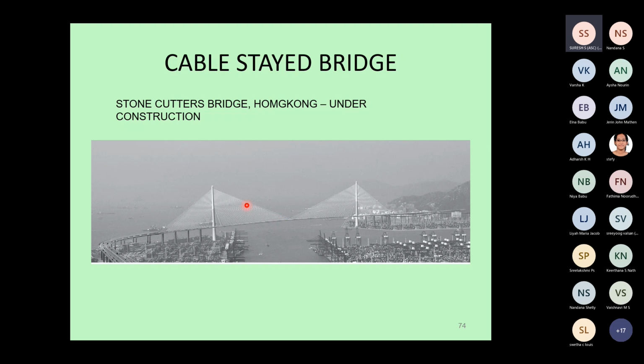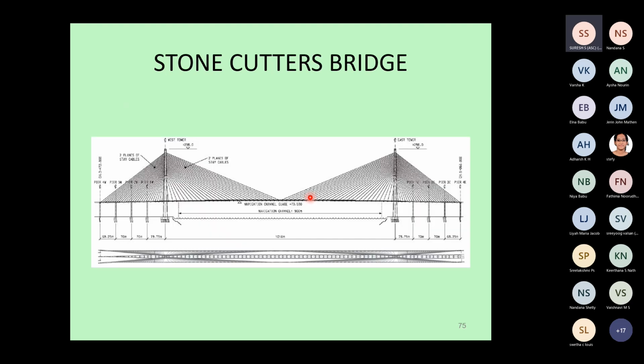In the case of suspension bridges, the cable will run from one end to the top of the tower, then from the top of the tower to the other tower with a parabolic shape, then back to the anchor. Then there will be vertical suspenders suspending the deck. But the difference in cable stayed is that the cable starts from the tower and is directly anchored back into the deck. There is no separate transfer through a suspension cable.